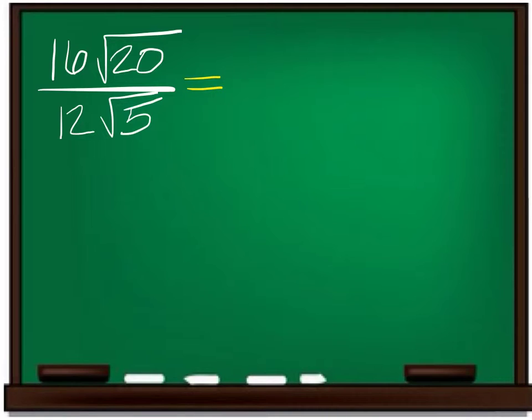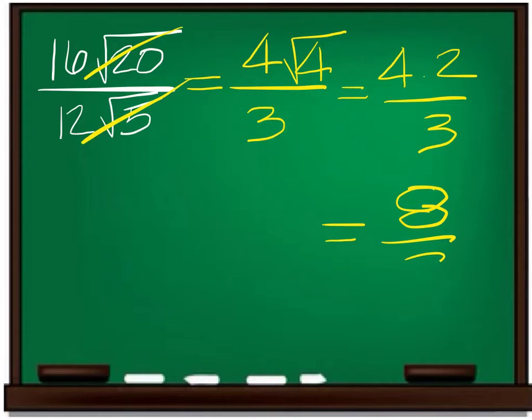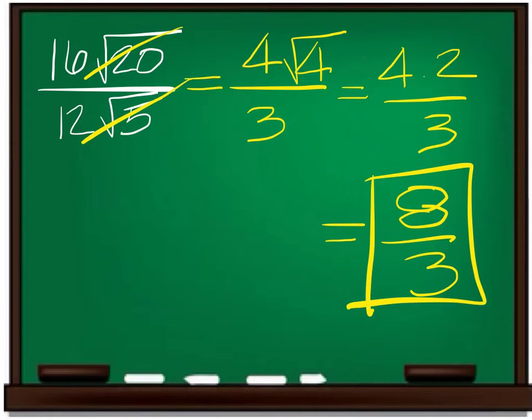(16 over 12), they both reduce by 4s, so you would have 4 on top and 3 on the bottom. The square root of 20 over square root of 5 simplifies to square root of 4, which is 2. I thought that you never did that. 8 over 3 is the answer.